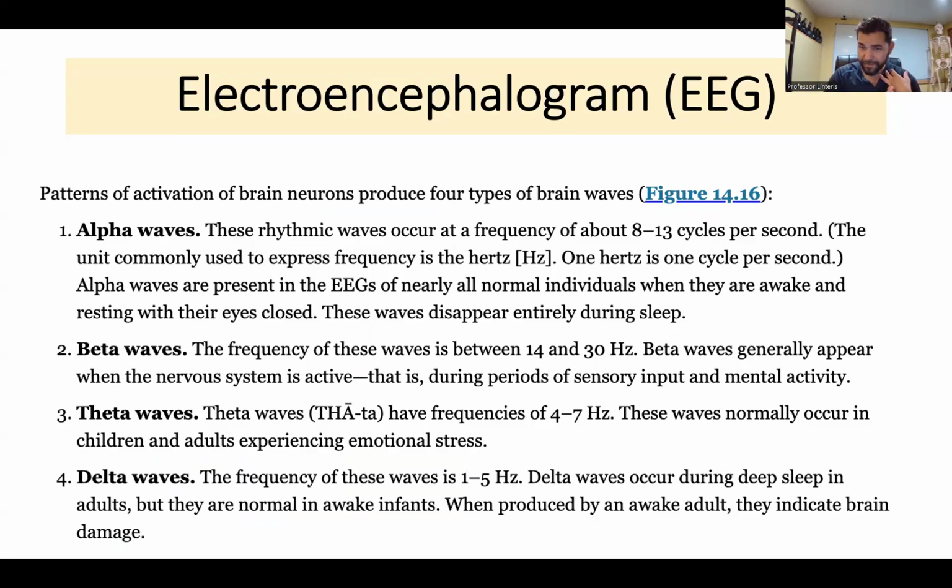We have alpha waves, beta waves, theta waves, and delta waves, right? In general, you don't have to know about the cycles and the hertz and the frequency. But in general, alpha waves are present in nearly all individuals when they are awake, but not really super active. But they disappear during sleep, right? I'm gonna highlight that in red.